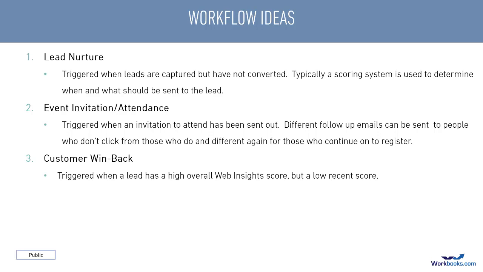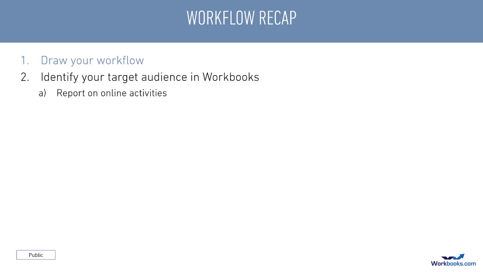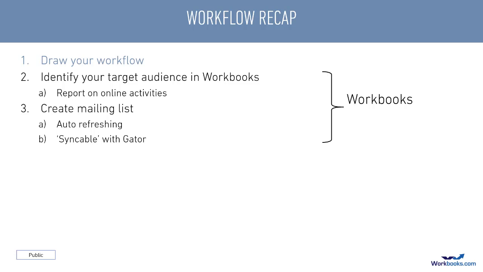As I said, you really do have endless possibilities, but here's a quick recap of what you need to think about. Start by drawing out your workflow. You'll struggle to build it in Spotler if you can't describe what you want to achieve. Use a report in Workbooks to identify your starting audience. For us, it was a report on online activities, but you might have other drivers such as the Web Insights score. Use your report to populate an auto-refreshing mailing list that you make syncable with Gator. Those steps are all carried out in Workbooks. Next, go into Gator and set up your data sync, giving it the same name as your Workbooks mailing list.